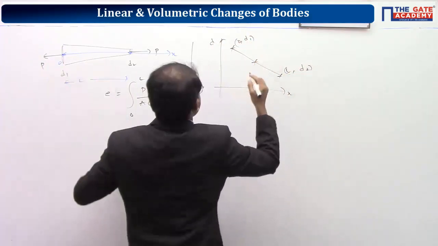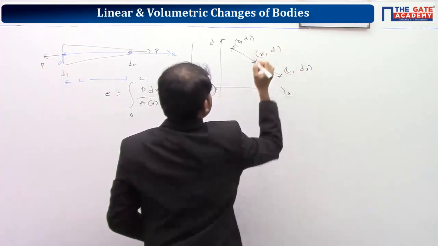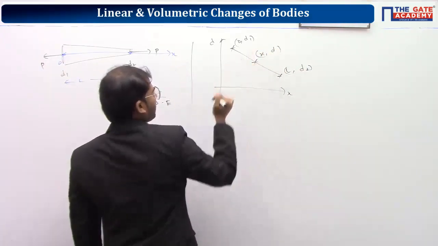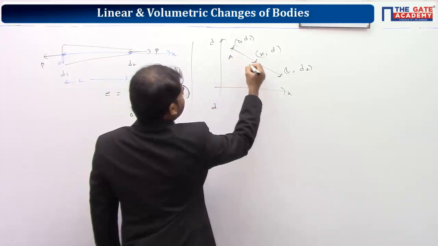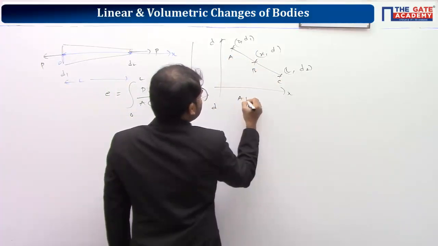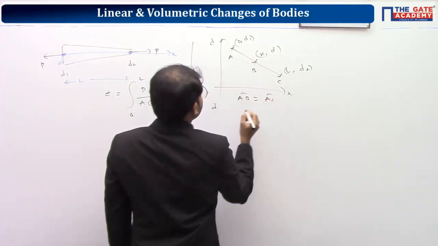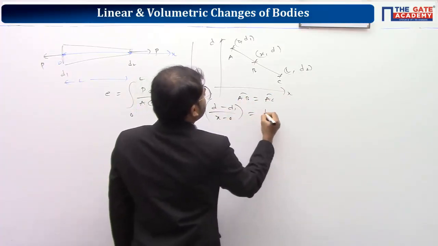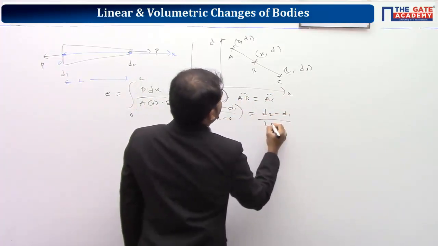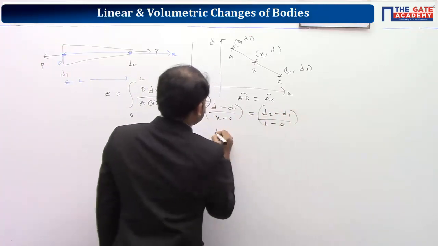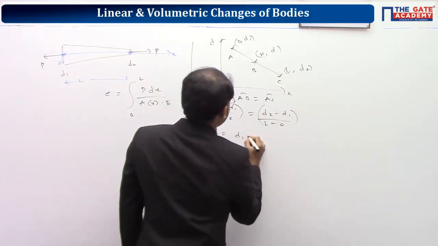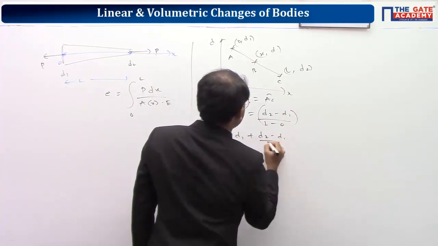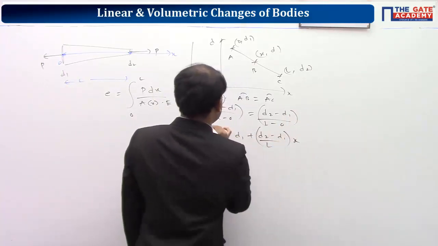At a distance x, the diameter is d. Let's get this value d as a function of x. Applying slope, AB slope is nothing but AC slope. It's nothing but (d minus d1) by (x minus 0) is equal to (d2 minus d1) by (L minus 0). This gives you d is equal to d1 plus (d2 minus d1) by L into x.